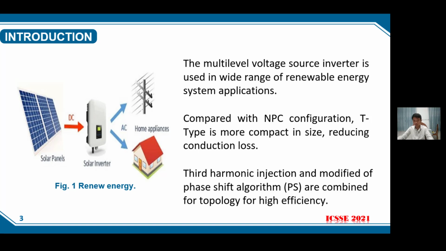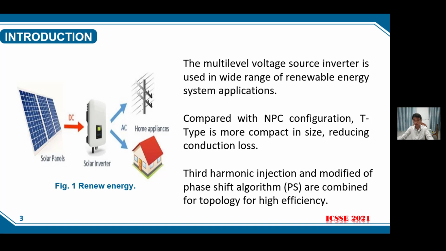Compared with the three-level neutral point clamped inverter, the T-type does not need clamping diodes, and its phase legs are simpler, so it is more compact in size and reduces conduction loss. It is feasible to use lower voltage power devices.